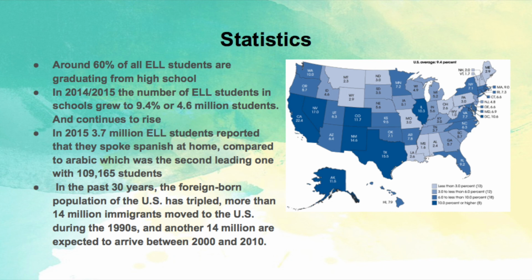On this slide, I've added a little picture that you can look at, and it basically just describes the percentage of public school students who are English language learners by state, and this is for the year of 2014-2015. And if you look at it, you can see that Iowa is at 5.1%.